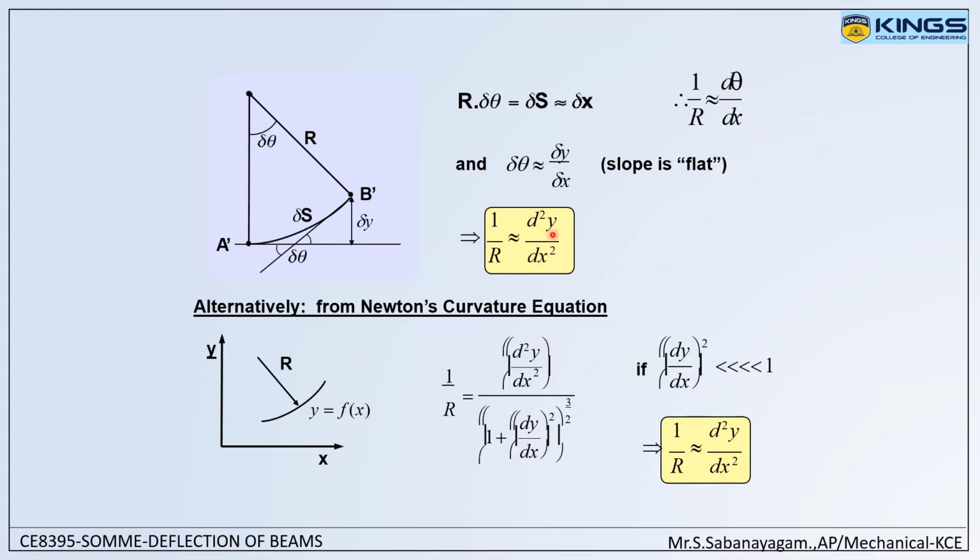This can alternatively be obtained from the curvature equation, where R is the radius of curvature. On plotting this curve in an xy graph, that is y is equal to a function of x, f of x, 1 by r is equal to d square y by dx square divided by 1 plus dy by dx whole square, whole power 3 by 2. If the value of dy by dx square is very small, then the denominator becomes 1, and hence 1 by r is equal to d square y by dx square.